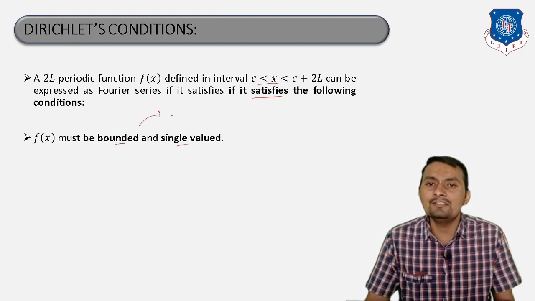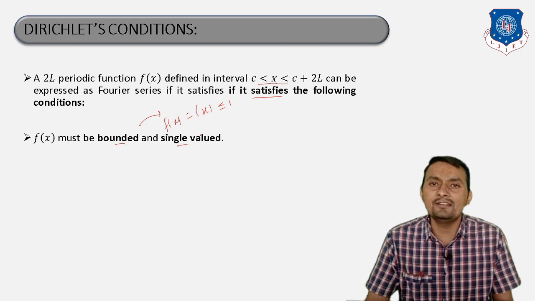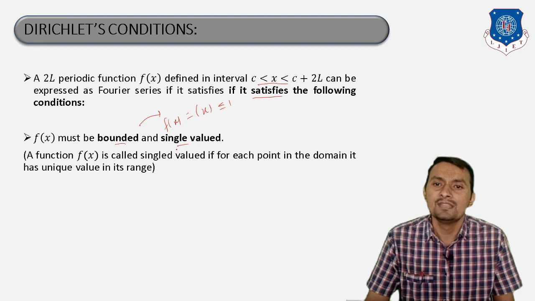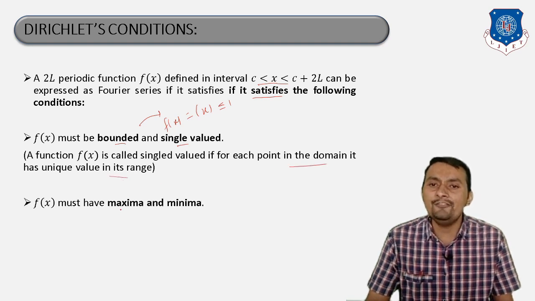What do we mean by a bounded function? If I say |f(x)| is less than or equal to 1, that means this function is bounded by minus 1 and plus 1. That means we can say the function is bounded. And it must also be a single valued function. A function is called single valued if for each point in the domain it has a unique value in its range.